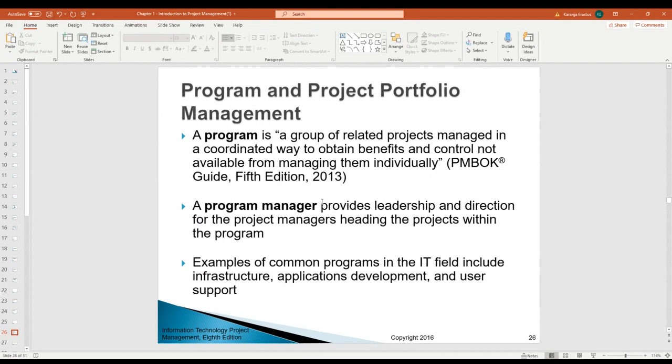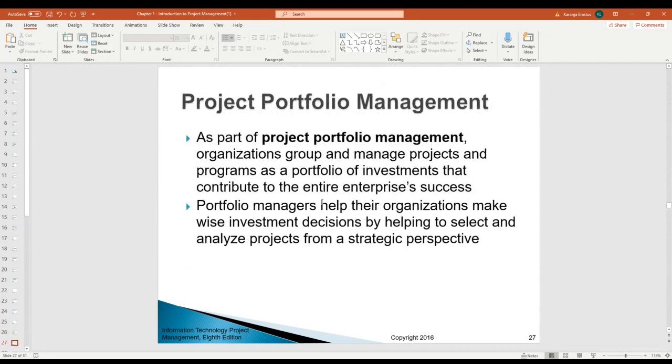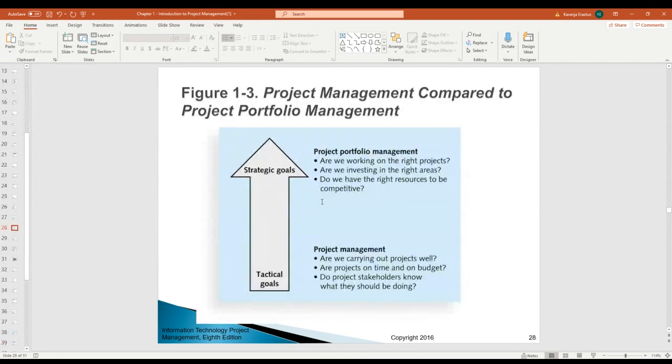No. Okay, so we mentioned the program and the program manager. I think you can go through that. Portfolio is a group of more than one project. It's called a portfolio, and some companies do that. Usually you have what you call the tactical goal and then the strategic goals. Tactical is usually short term, and strategic is for the long term. A project portfolio is whereby you're looking at all the projects in the organization and how all those projects are contributing to the organization's strategic goals.